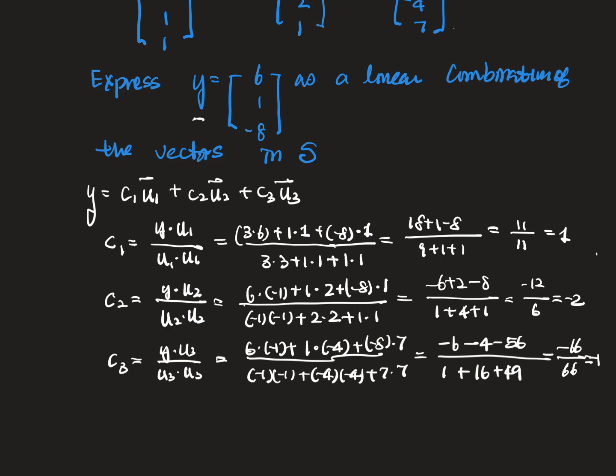So what do you have? The y vector is right there. Now your linear combination: C1 is 1 times the u1 vector, C2 is negative 2 times the u2 vector, C3 is negative 1 times the u3 vector. That's how you find the linear combination. Guys, much easier, huh?